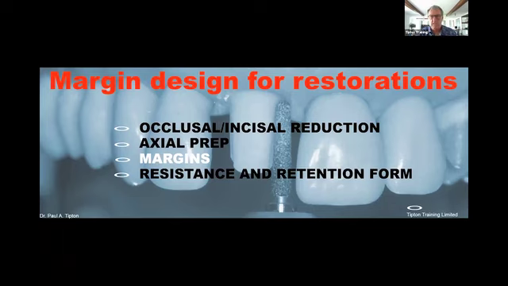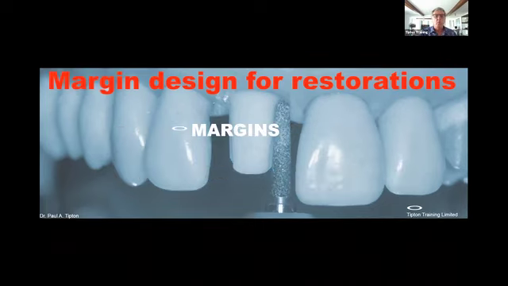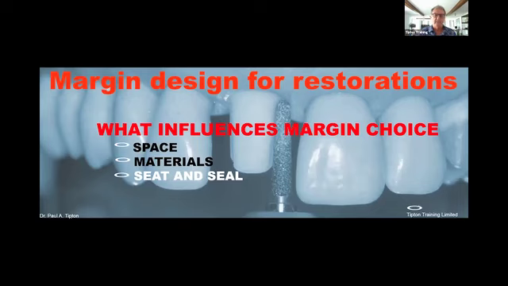Then we come on to margins, which I'm going to spend the rest of the presentation on, and finally resistance retention form. And the resistance retention form can be in the shape of adding extra grooves, boxes, etc. So let's start off our proper presentation and talk about margins. So what sort of margin are you going to put into your restoration? So what influences margin choice? Okay, so we've got three factors here, and I want to concentrate on the final one.